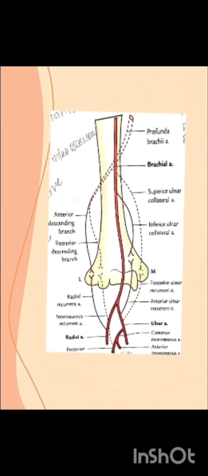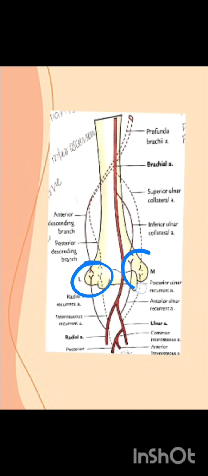So as we know, there is the lateral epicondyle and medial epicondyle. So one anastomosis is taking place in front of the lateral epicondyle and one at the posterior side, at the back of the lateral epicondyle, as well as in the medial epicondyle, one anastomosis is taking place at the back of it, whereas one anastomosis is taking place at the front of it. So now we are going to see these anastomosis.